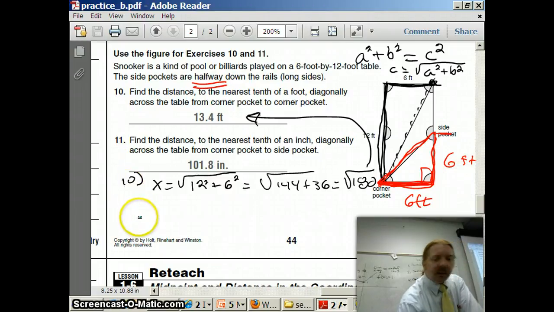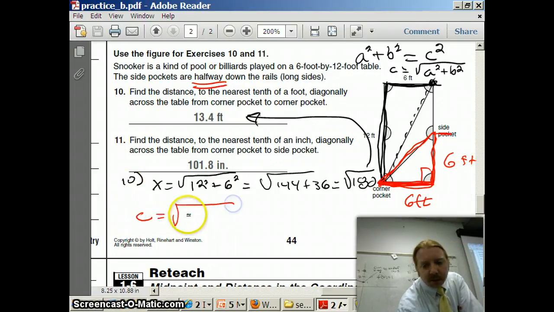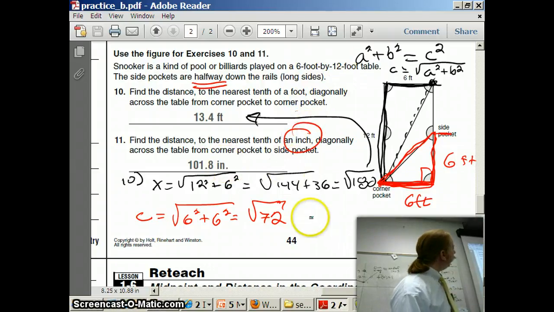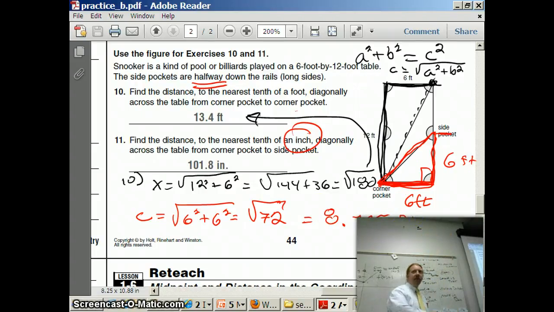So what I'm really doing here is solving: c is the square root of 6 squared plus 6 squared, which simplifies to the square root of 72. Which is not 101. Where did the 101.8 come from? If I take the square root of 72, I get something on the order of 8 and change. So how did I get from that to 101? The question was, what's inches? When I work this out, I get 8 point something, and that's in feet. I have to convert the feet to inches to answer the question.